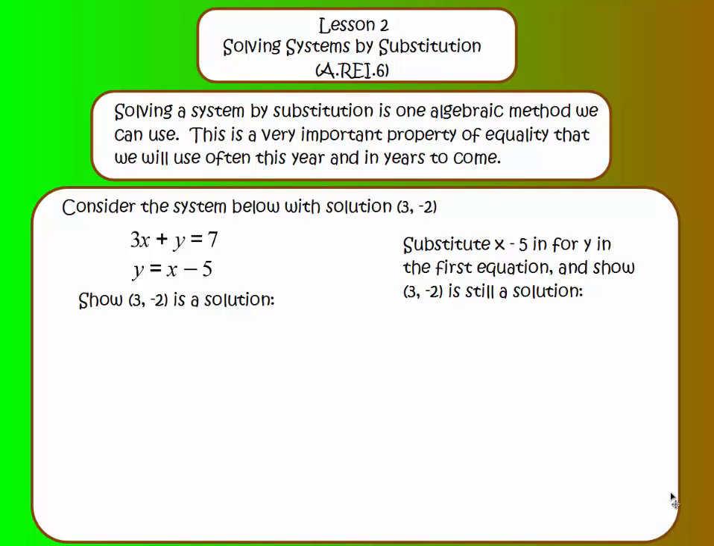All right, so first thing you want to do is consider the system below here with solution 3, -2. Now I'm telling you exactly what the solution is to this system. It is the point 3, -2. That's where these two lines are going to intersect. All right, let's just show that that's a solution.